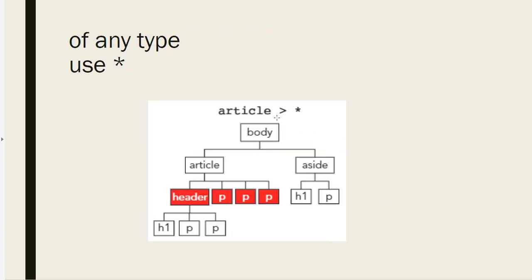The asterisk is used to mean any element. So here we're saying a child of article, any element that's a child of article. So it picked up all the children.